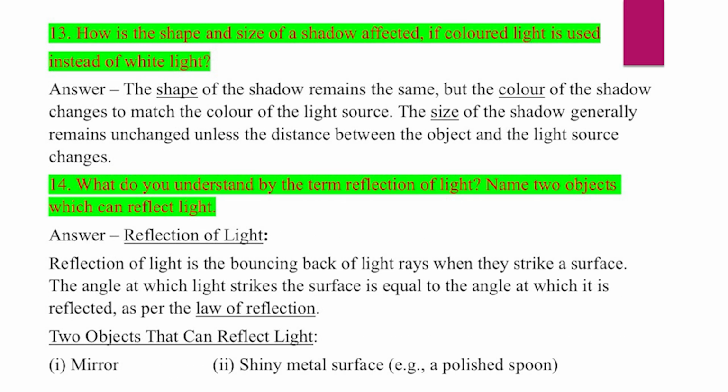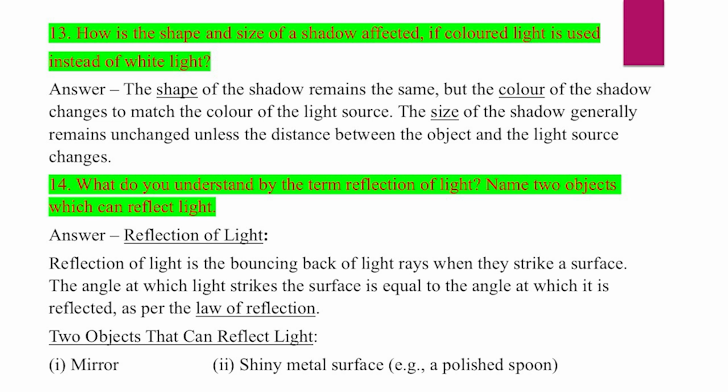13. How is the shape and size of a shadow affected if colored light is used instead of white light? Answer. The shape of the shadow remains the same, but the color of the shadow changes to match the color of the light source. The size of the shadow generally remains unchanged unless the distance between the object and the light source changes.